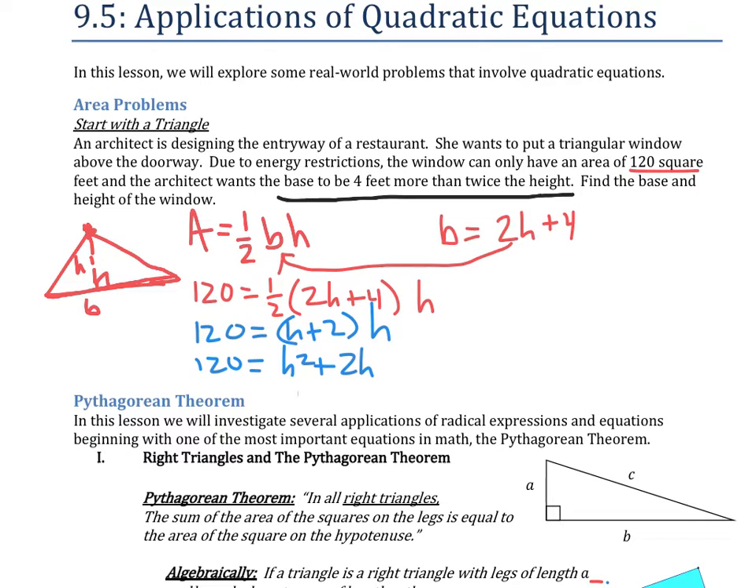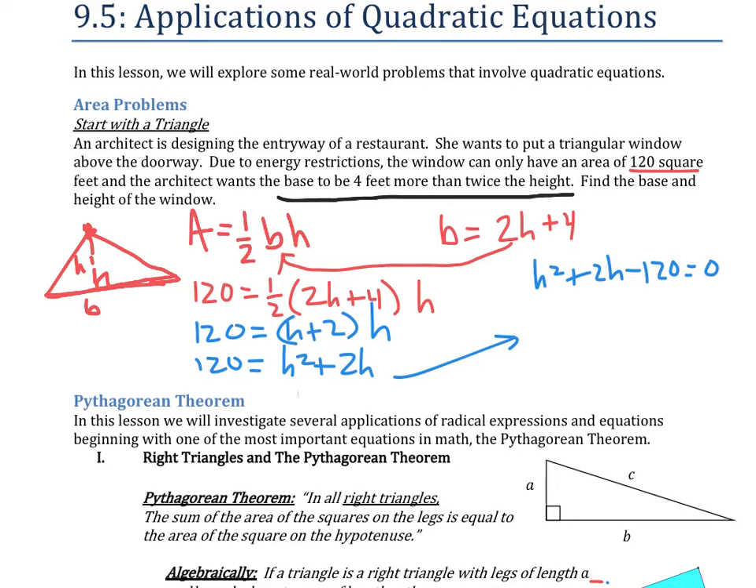Now we have a quadratic equation. We know how to solve these. We got different methods. Let's hope we can factor it. If not, we'll have to use a quadratic formula or something like that. So to factor, we want to set it equal to 0. h squared plus 2h, well, subtract 120 from both sides. So we subtract the 120 over.